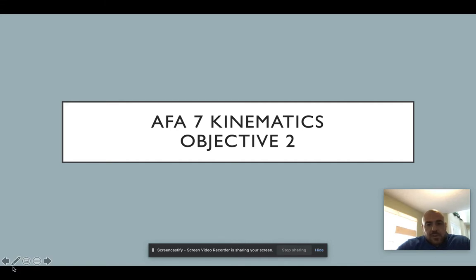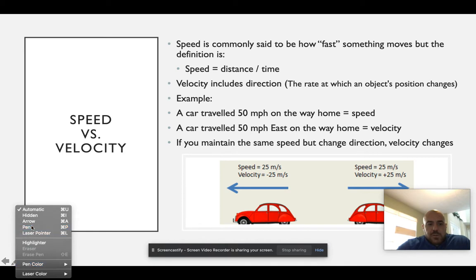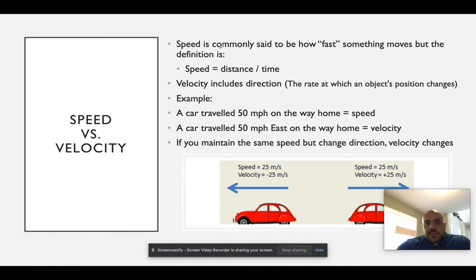All right, on to objective two of our seventh additional focus area, focusing today on speed and velocity, the differences between the two. So let's get into it. Speed, you know the definition really. You always say it's how fast something moves, but what we really are saying is the distance something moves divided by the time.